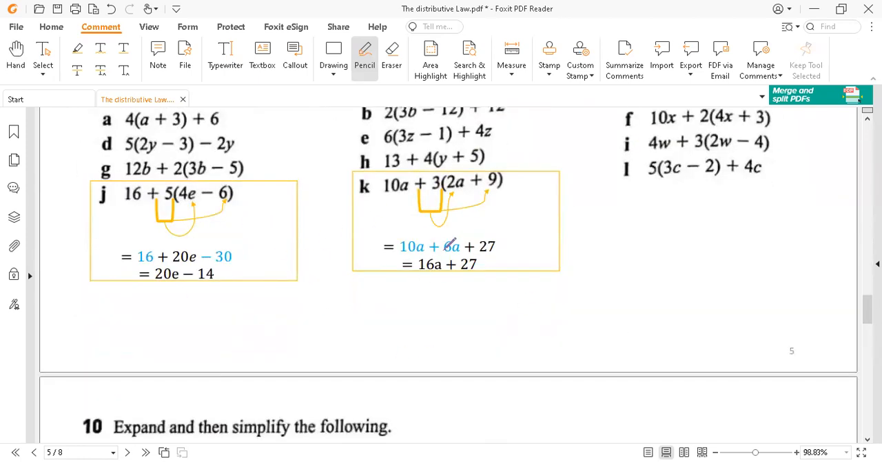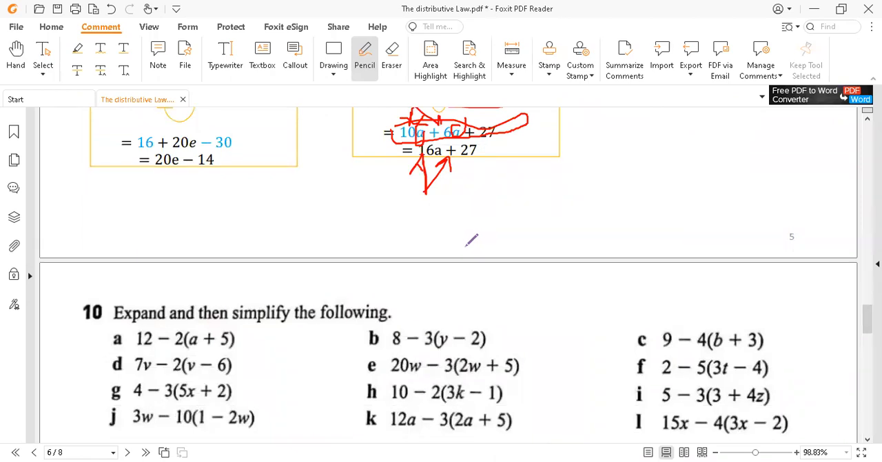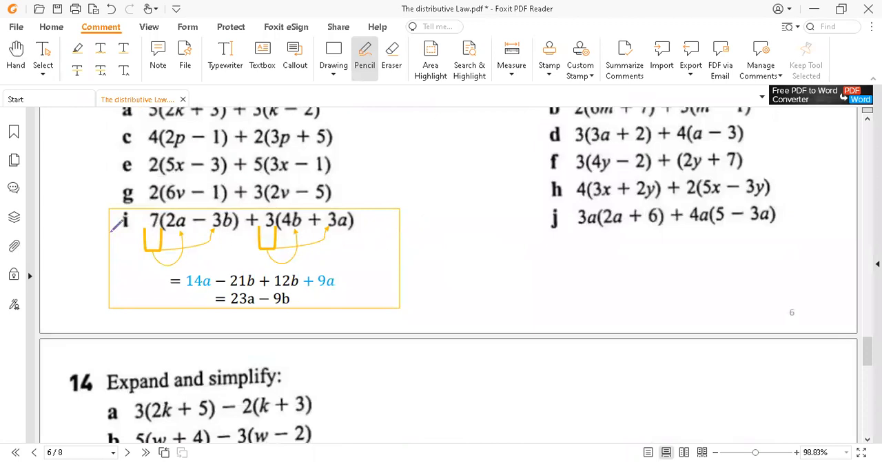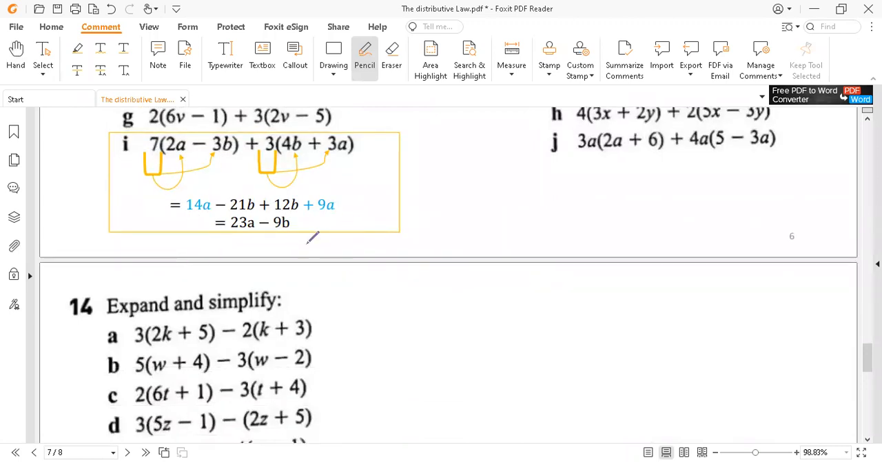Sometimes after expanding and getting rid of grouping symbols like parentheses, we obtain some like terms. These two terms are like terms because we have the same variables inside, a and a. So 10a plus 6a is like 10 plus 6, which is 16, so 16a. We can merge and add the like terms or subtract them, and in the same way, I can work with this one.